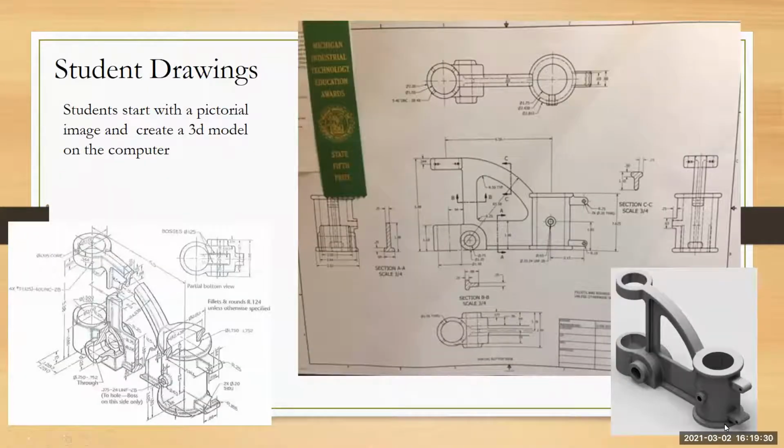Here's some additional drawings. Typically we will start with a drawing that you see on the left-hand side of the screen. I will give them some sort of a pictorial drawing and they will model that. You can see the model here on the bottom right-hand side of the screen. And from that model, then we'll create the detail sheet. And again, this is something that we've 3D printed and entered into MITES, and we've also entered the detail sheet into the MITES competition.